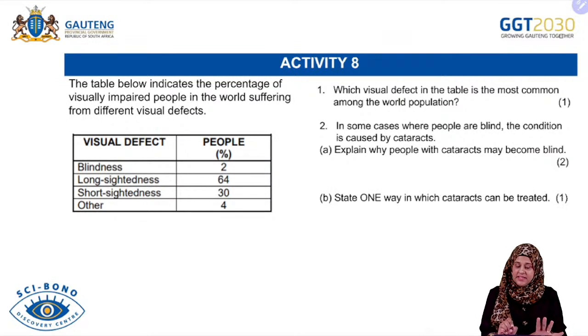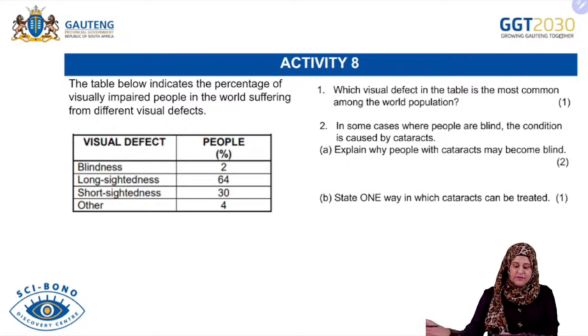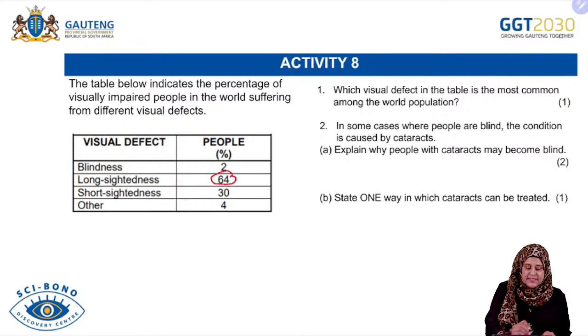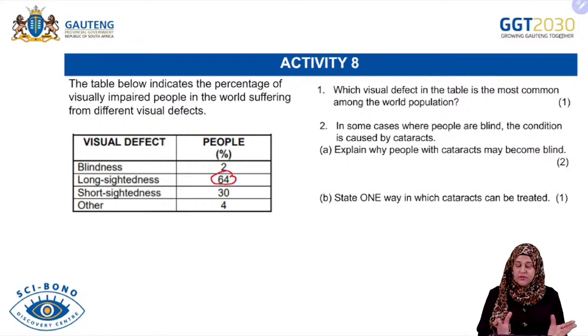So let's see what the question says. So we unpacked the data now. Now let's look at what the question is asking us. Which visual defect in the table is most common among the world population? So if we are looking at this, right, the first one we are seeing blindness is 2, long-sightedness is 64, short-sightedness 30, and all the others is 4. So obviously the first diagram will tell us immediately that we are looking here at 64. So that is the highest, right? So the one that is most common in the world's population is long-sightedness.